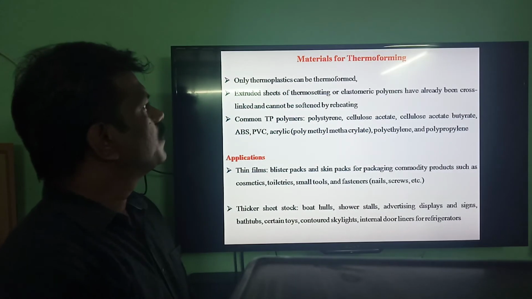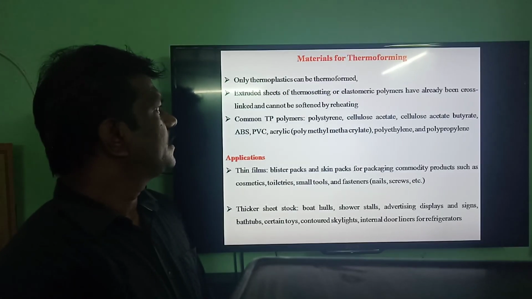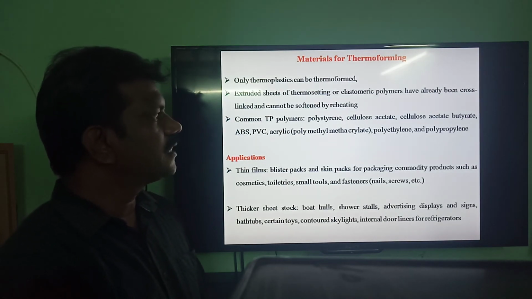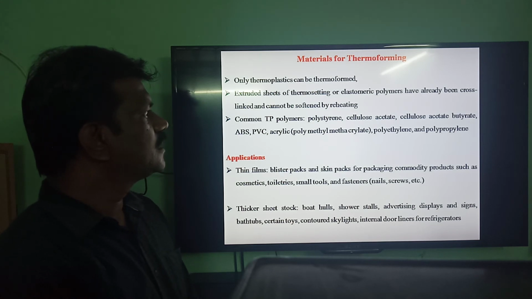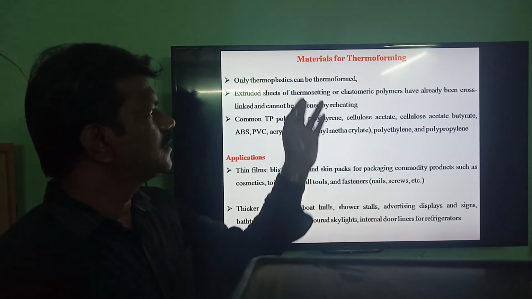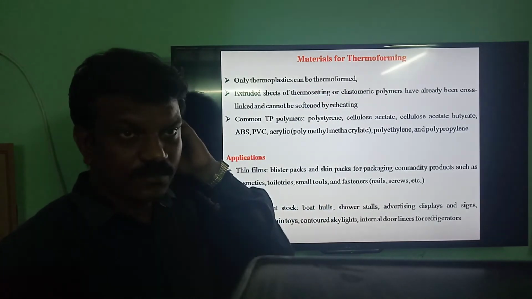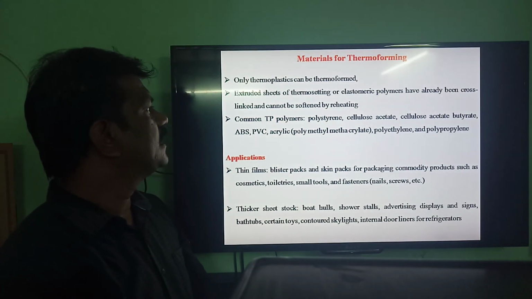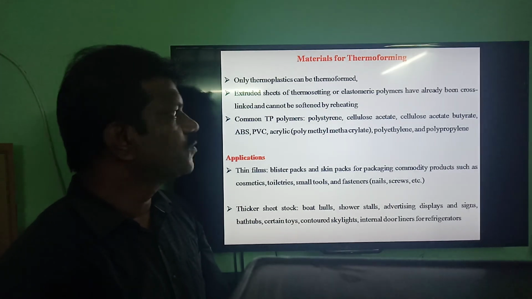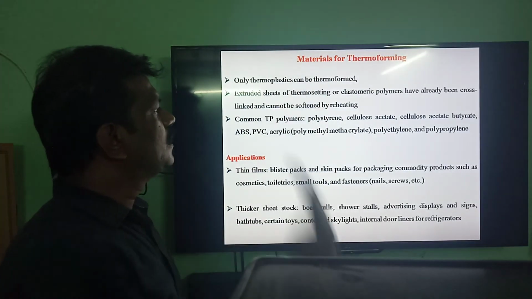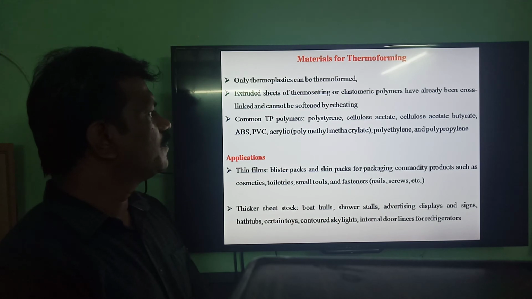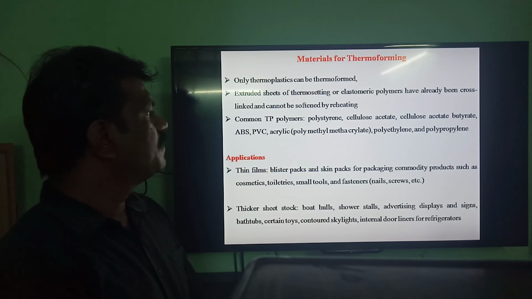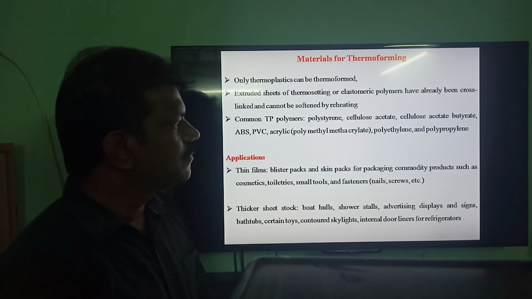As for the materials for thermoforming, only thermoplastics can be thermoformed. Extruded sheets of thermosetting or elastomeric polymers have already been cross-linked and cannot be softened by reheating. Because thermosetting and elastomeric materials are already cross-linked, they cannot be reheated and the links cannot be broken, therefore they cannot be used. Only thermoplastics can be used for this purpose. Common thermoplastics are polystyrene, cellulose acetate butyrate, PVC, acrylic, polyethylene and polypropylene.